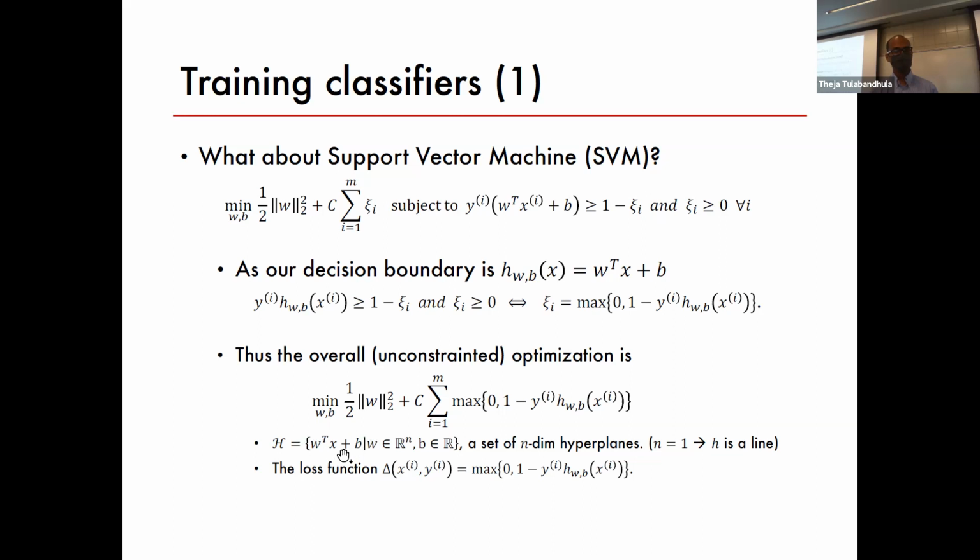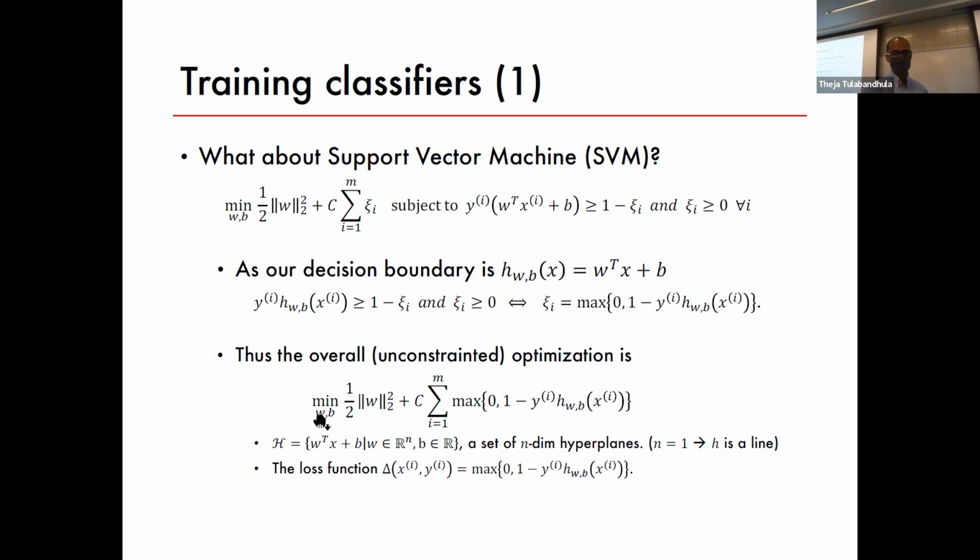It says here it's a set of n-dimensional hyperplanes. If X is 10-dimensional, then this characterizes a hyperplane. For example, if X is 2-dimensional, then setting this equal to zero characterizes a line. So for each hypothesis, setting it equal to zero gives the decision boundary. It's going to be a line in 2 dimensions, a plane in 3 dimensions, and a hyperplane in higher dimensions. So that's the hypothesis class.